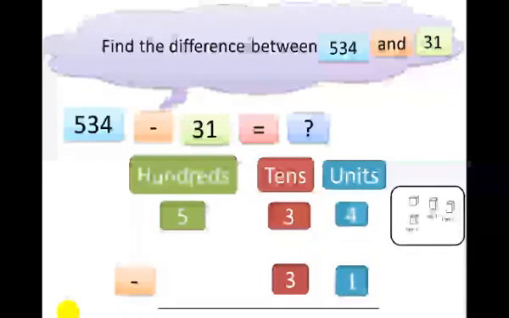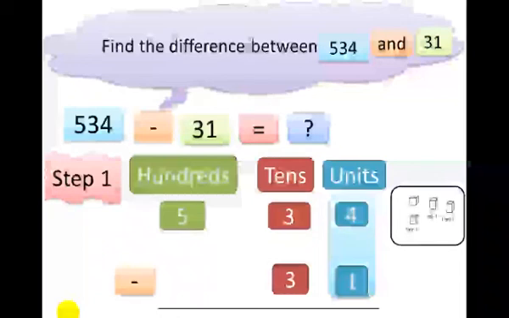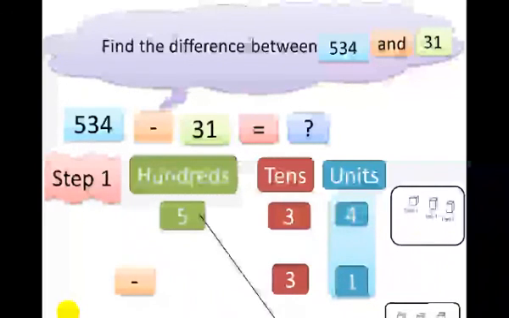Remember, I told you we start from the right. We move from the right hand side of the place value table to the left hand side. The first step is to subtract the unit side. 4 units minus 1 unit equals 3 units.